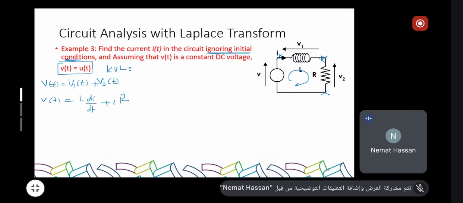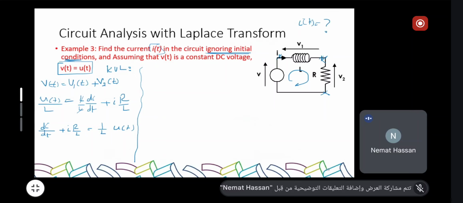So if I want to isolate I, let's first divide the entire equation by L and then rearrange it. So it becomes di over dt plus I times R over L is equal to V of t over L. We've already established that V of t is a unit step function, u of t. So 1 over L, u of t. So this is step 1. This is our problem in time domain. And we need to solve for I. The unknown is I of t. Remember, we need to find the value of I of t.